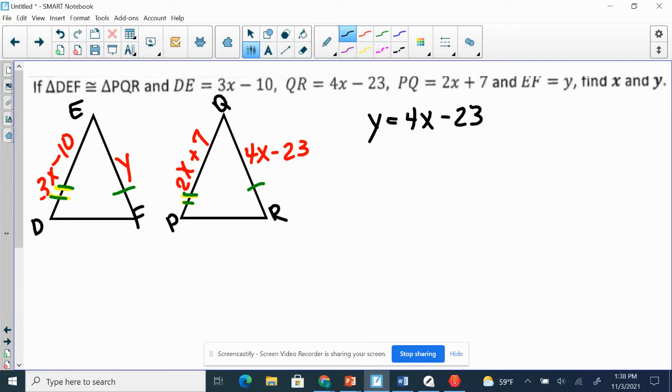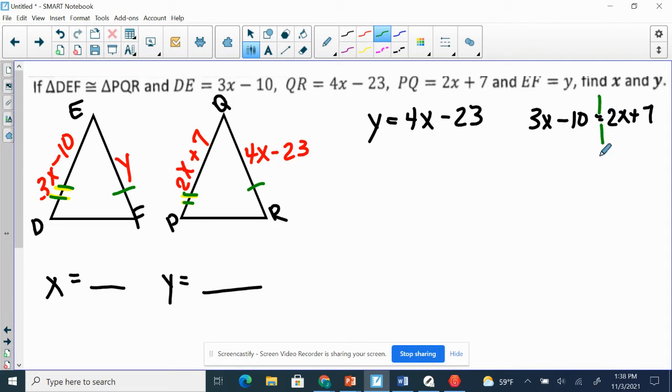So we need to get rid of one of those variables. So we're going to solve for x first, which is the 3x minus 10 equals 2x plus 7. And again, we need to know what is x and what is y to answer our final question. And I make that just to make sure I know to go back and do it. We're going to put this one on hold.